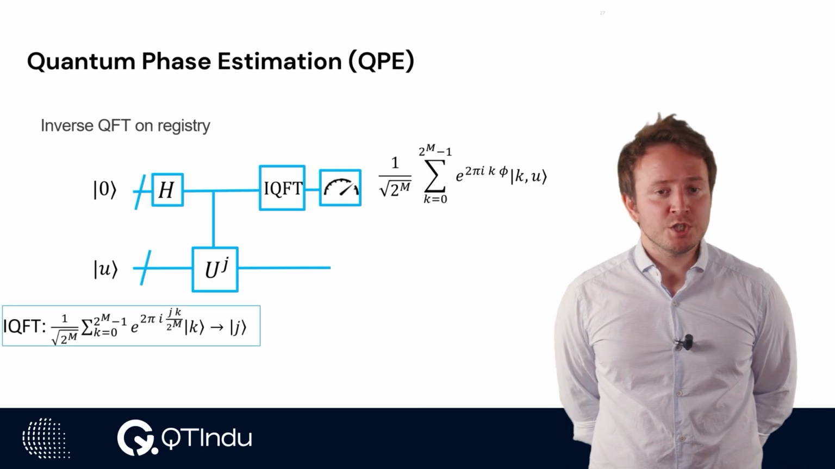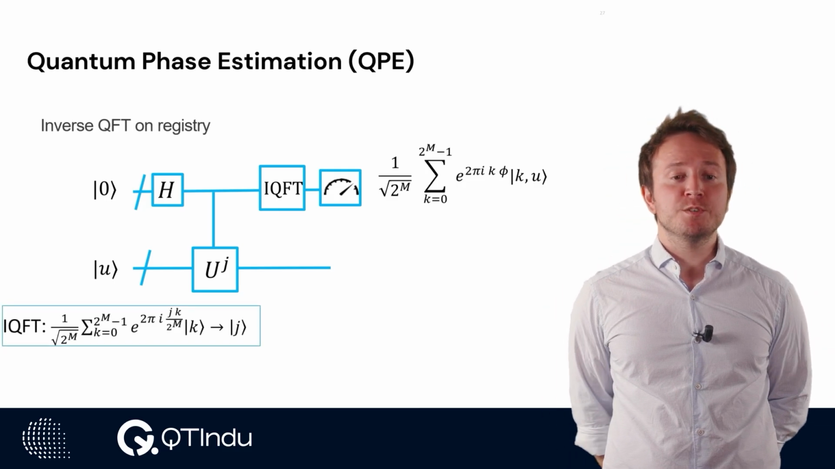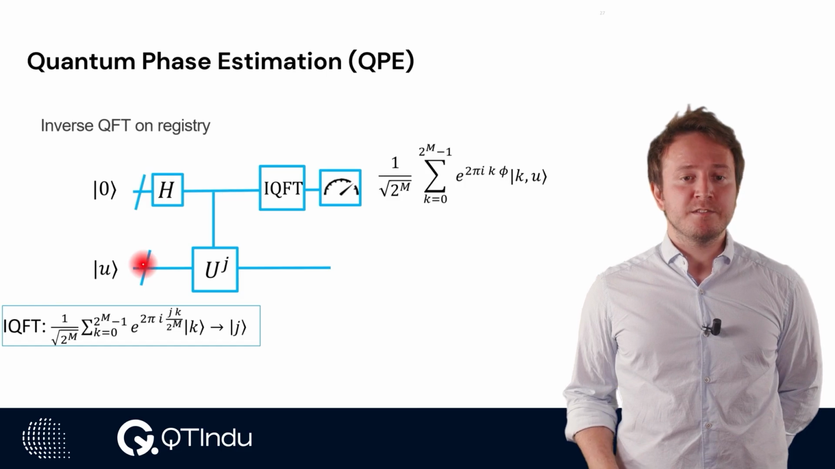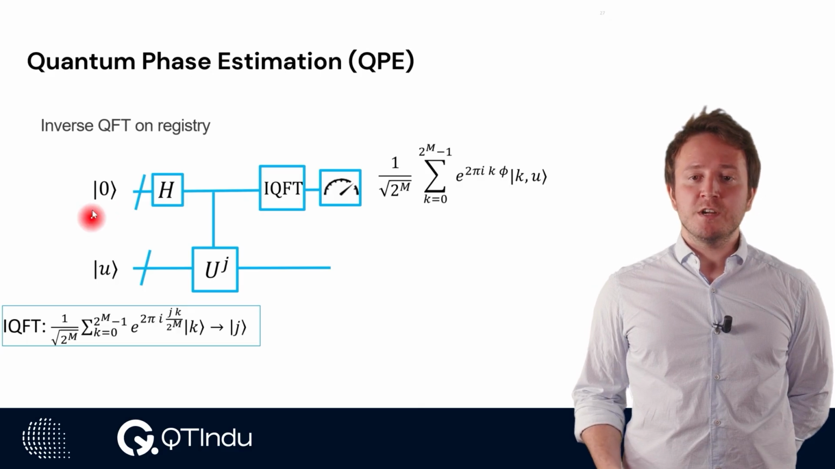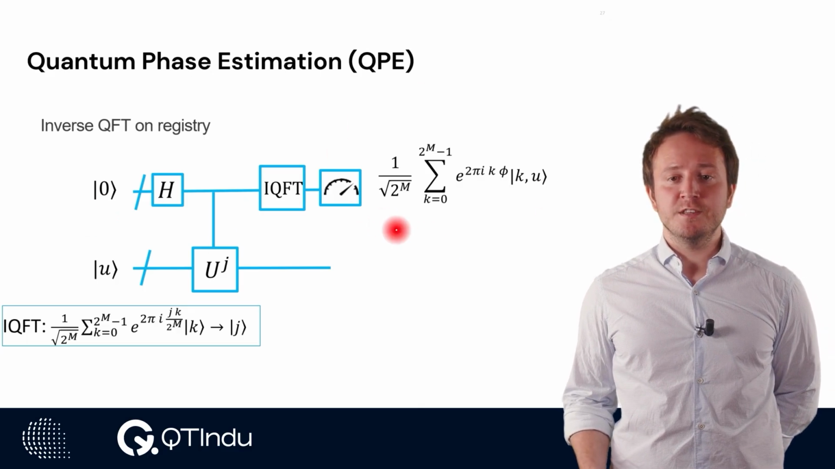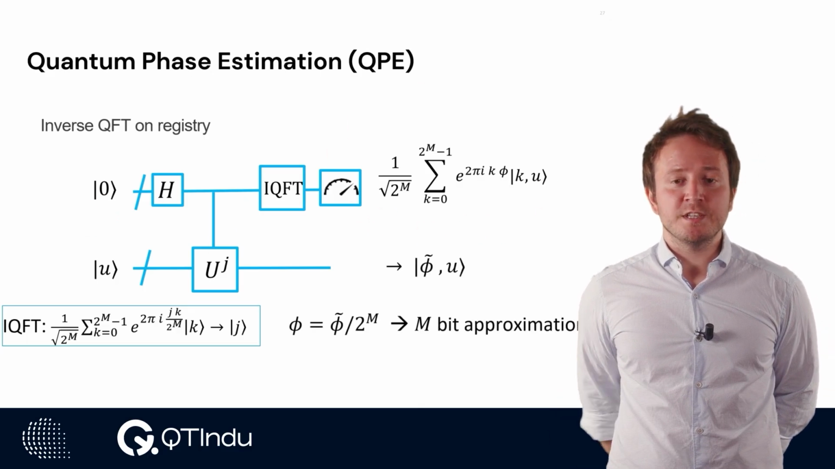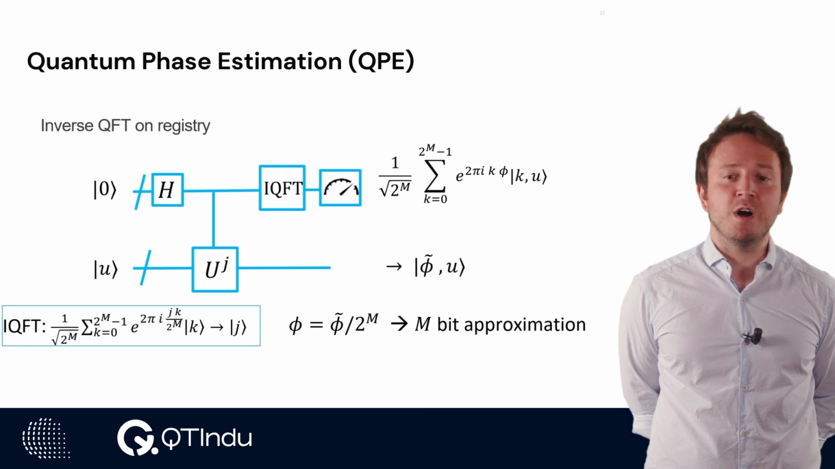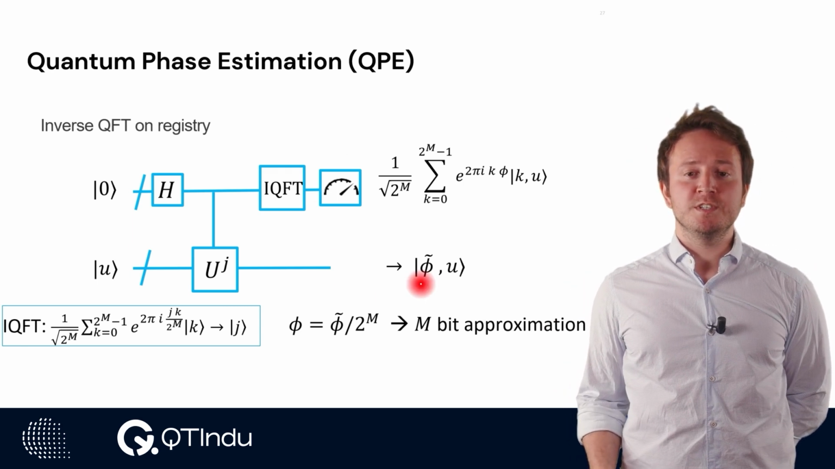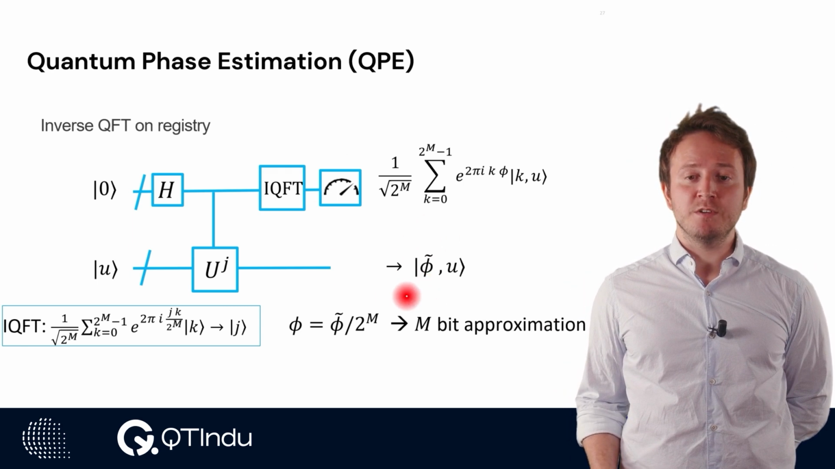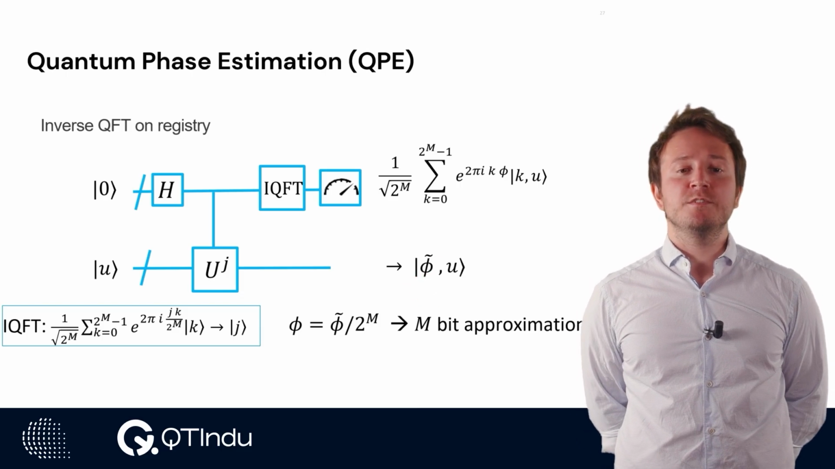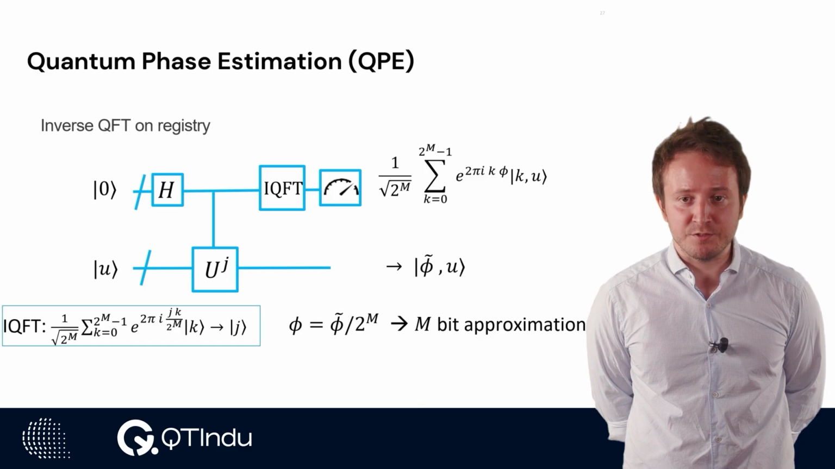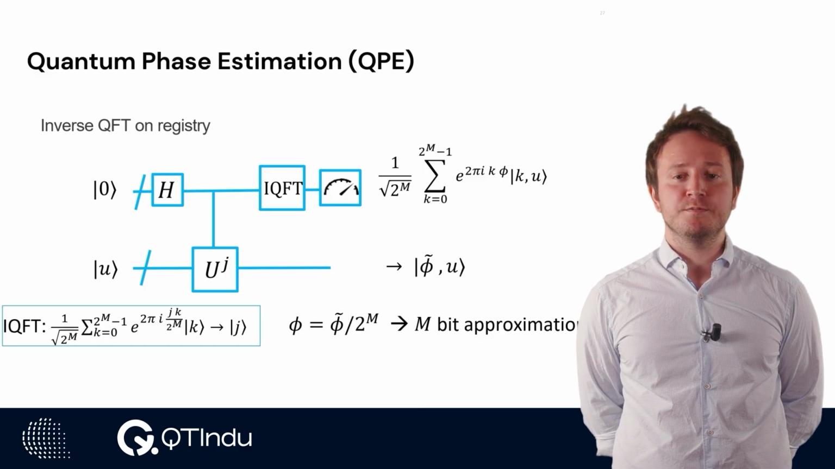Now I remind you that the inverse quantum Fourier transform is essentially the reverse map that takes as an input this combination of states and maps it back into the state j. If we take a look at this input state, then it's easy to see that the output state will be a very simple one, where we have as an output just an m-bit approximation of the phase of the unitary transformation that we wanted to estimate the phase of.